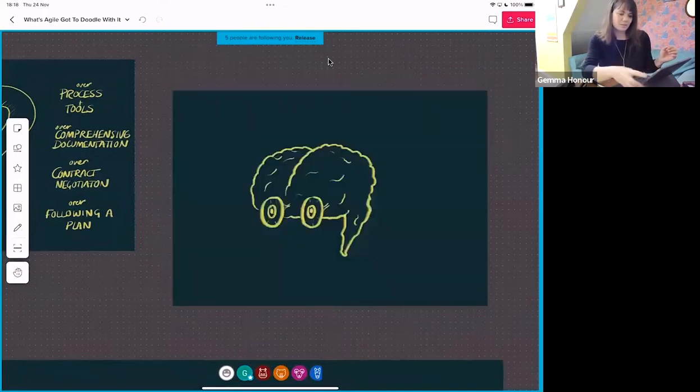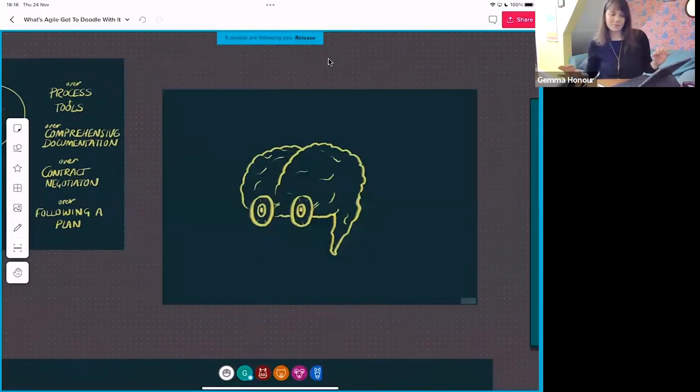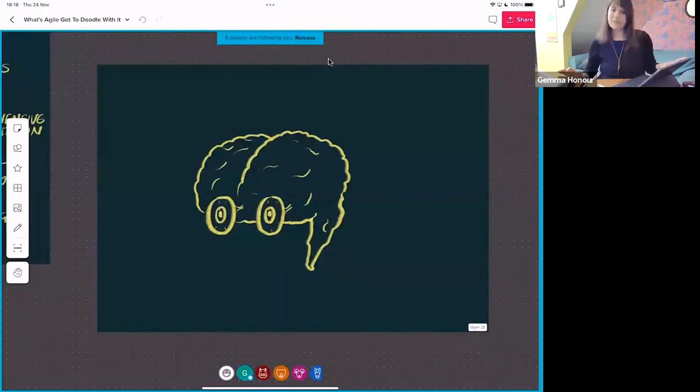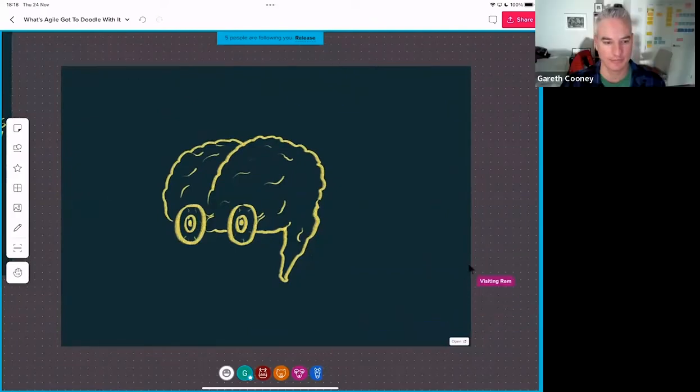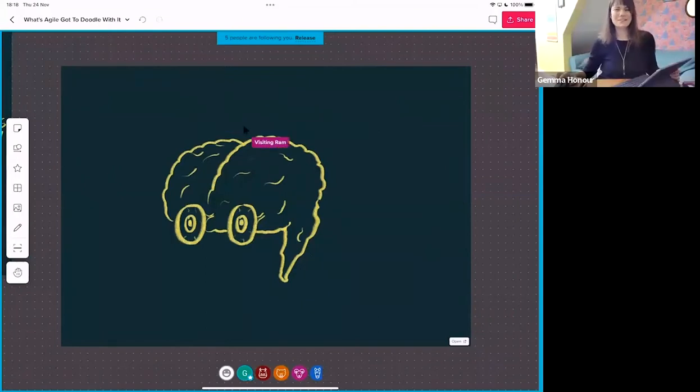So, first of all, any guesses on what this is? It's a brain. It's the brain, thank you. Yeah, so we're going to start with some brain science.